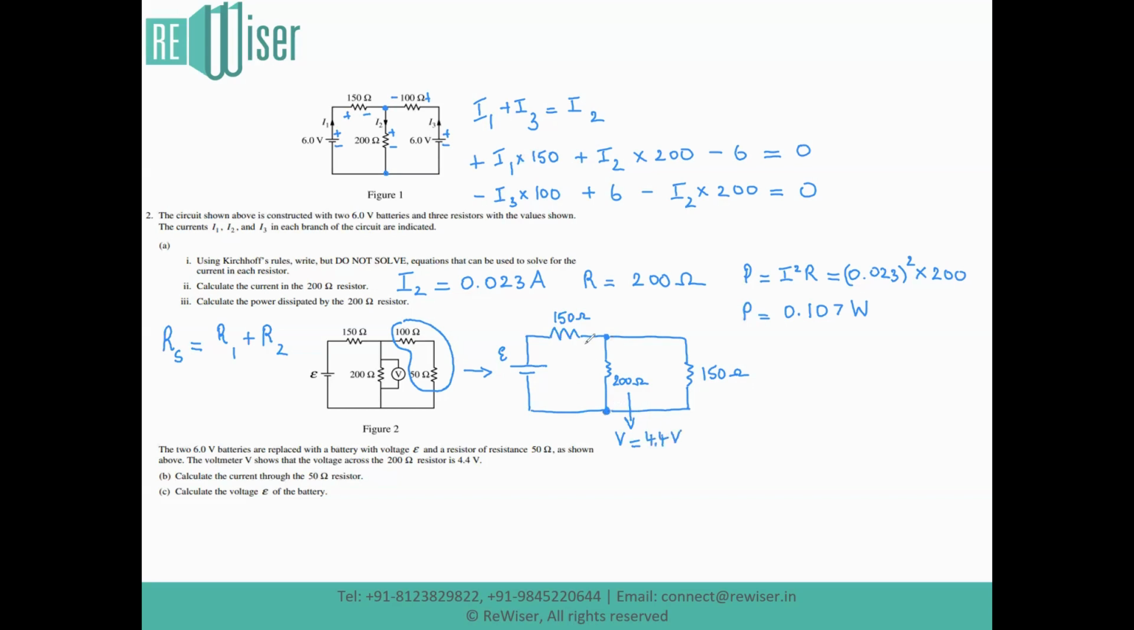Since the terminals for the 200 ohm resistor and the 150 ohm resistor seem to be the same, the 150 ohm resistor also has an equivalent voltage V equal to 4.4 volt. This is further substantiated by the fact that the two resistors 200 and 150 ohm appear to be parallel to each other, and thus must have identical voltage.